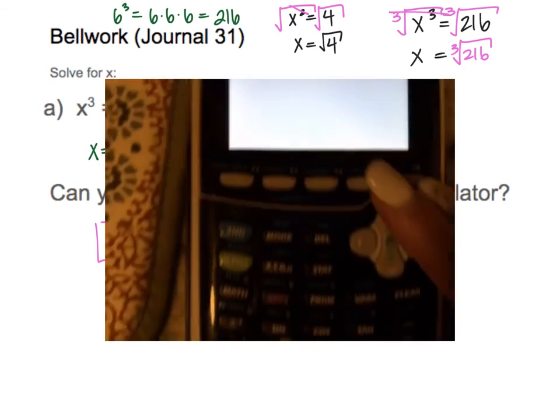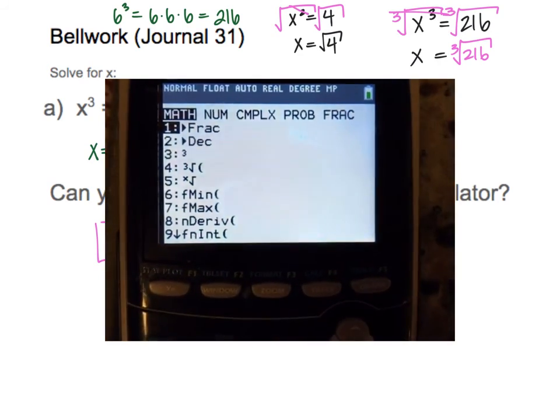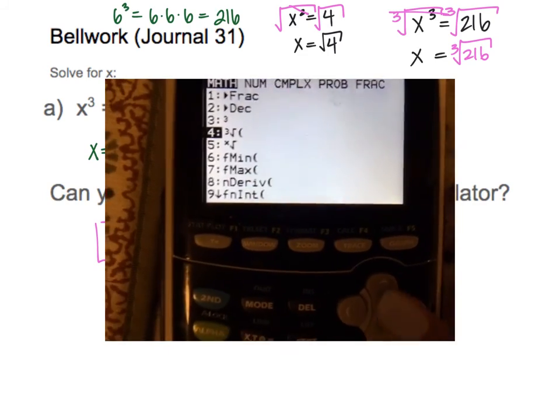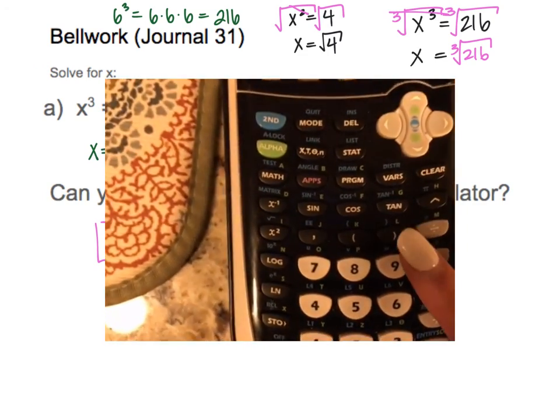I can also do this for the other problem. So if I go back to math, hit option 4. So I'm going to use the arrow key this time. There we go. And then I'm going to put in 1000.